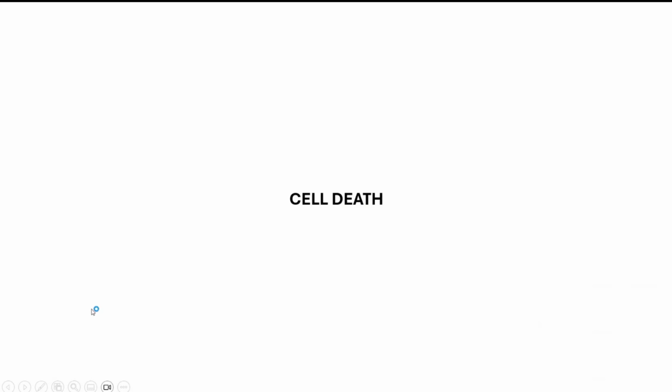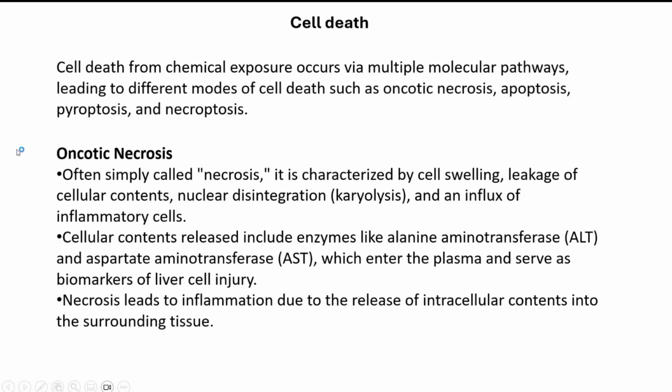Okay, let's look at cell death. Cell death from chemical exposure occurs via multiple molecular pathways leading to different modes of cell death, such as oncotic necrosis, apoptosis, pyroptosis, and necroptosis. There are two new terms introduced here. You all must be familiar with necrosis and now apoptosis also.